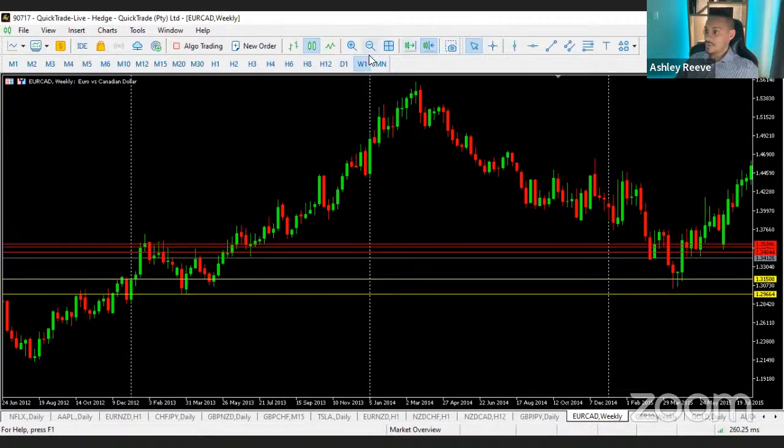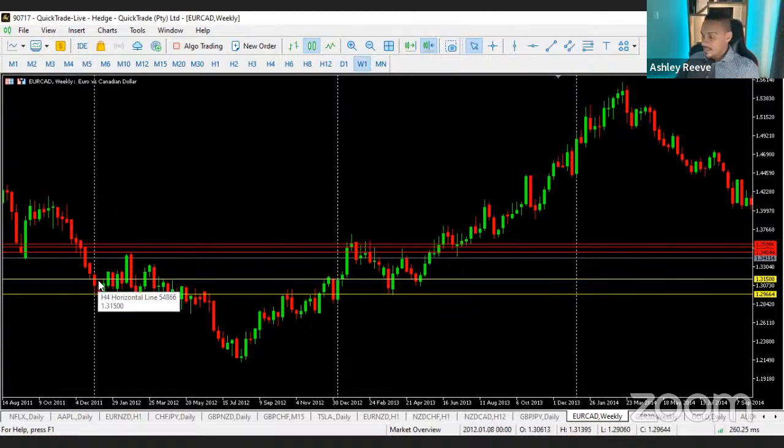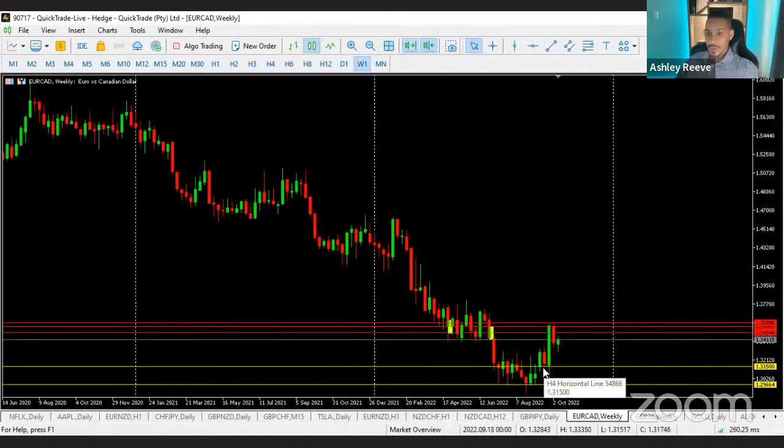So in the bigger scheme of things, weekly, pay attention. Look at that. 1.31500. Look at this area. Look at that area. Now I'm going back to the front. We're above it. Are we bullish or bearish?